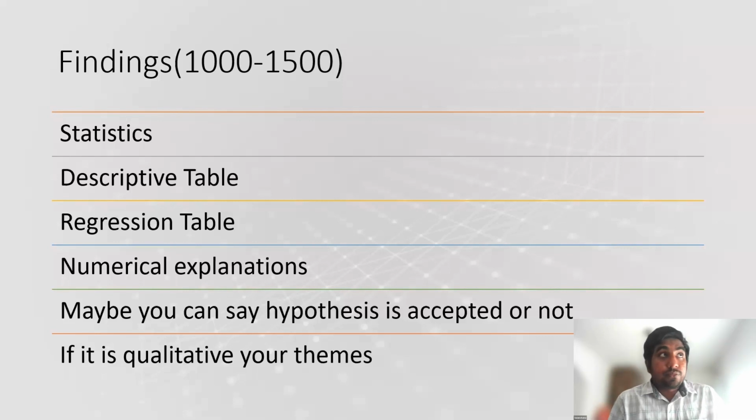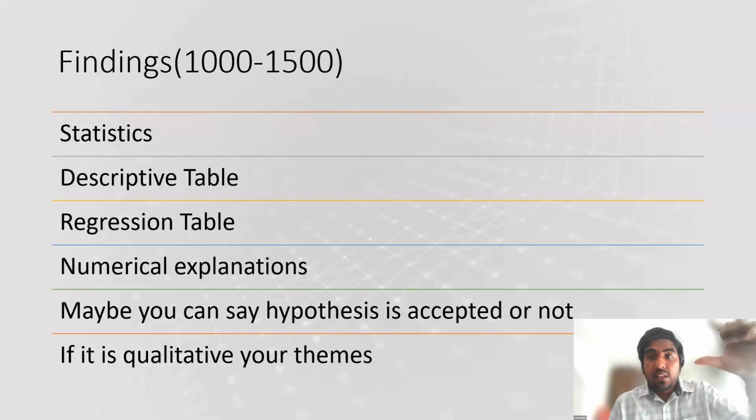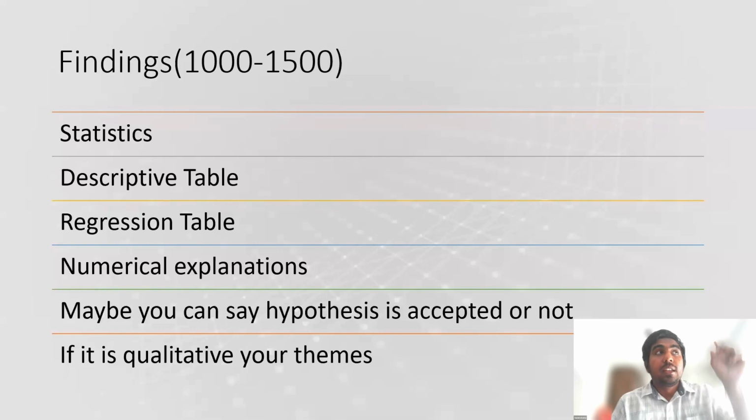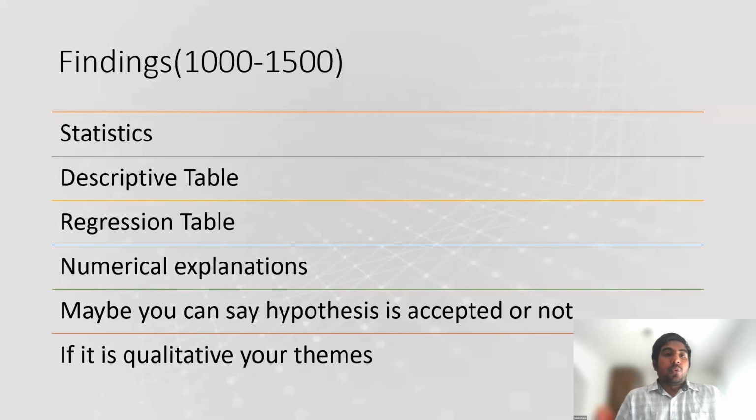If it is qualitative, you don't have statistical tables. You need to present your themes. For each theme, you have to explain what the theme is about. Then you have to back it up with interview excerpts, interview quotations related to that theme. Again, try to be as limited as possible, especially if it is a quantitative paper. 1,000 words is what I recommend. For qualitative papers, you can go around 1,500, but try to be as concise as possible while you present the important aspects of your findings.